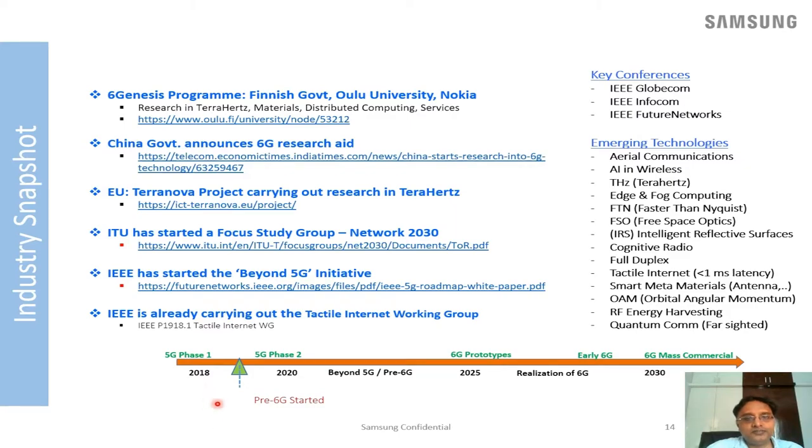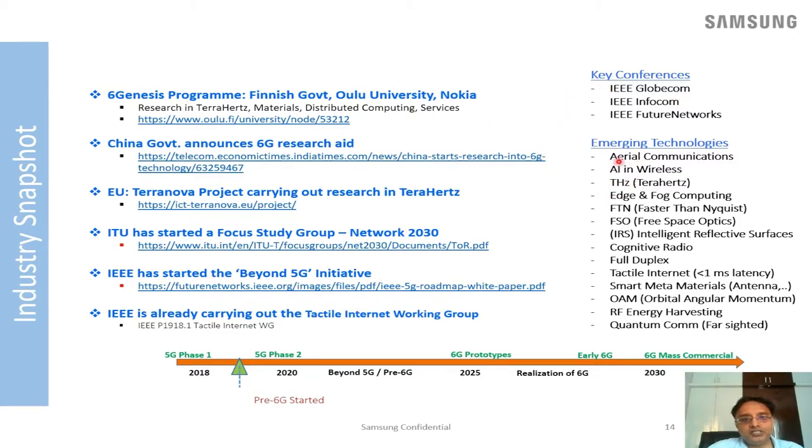If you look at the timelines, today we are around 2022, right? And pre-6G work has actually started, even starting 2020. And there are a lot of programs in Europe, and a lot of government push is already happening on 6G research. And ITU has also started a study focus group on Network 2030. And there are certain initiatives across industry, academia, and partnerships like IEEE. So largely, there are different bodies which have started studying and looking at the possible enabling technologies. They are building POCs for the future.